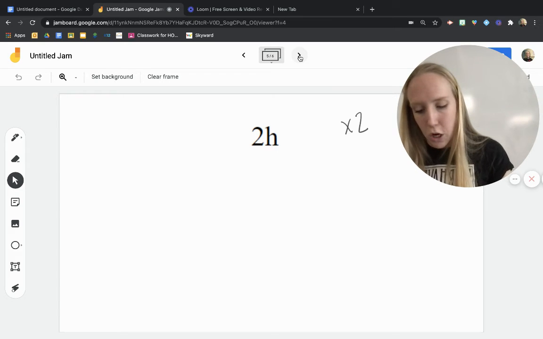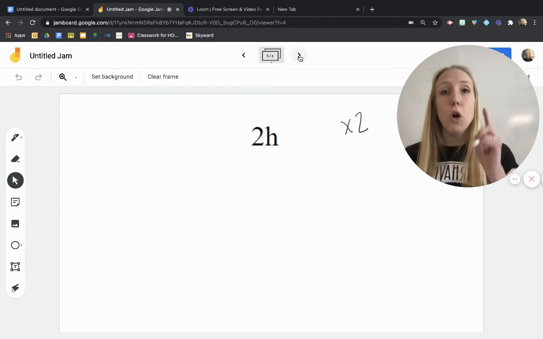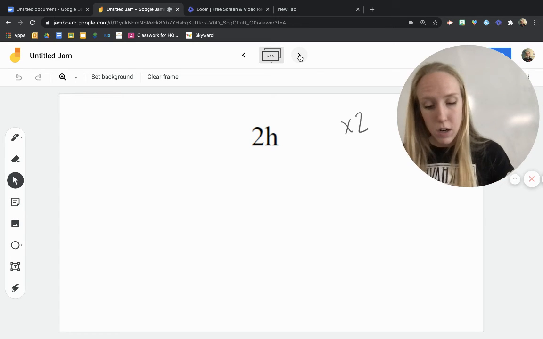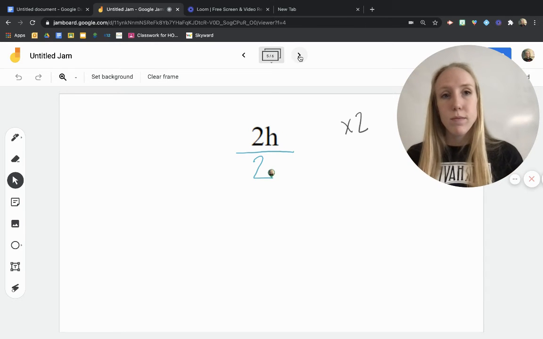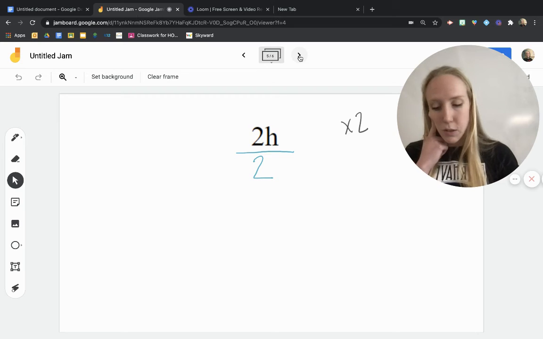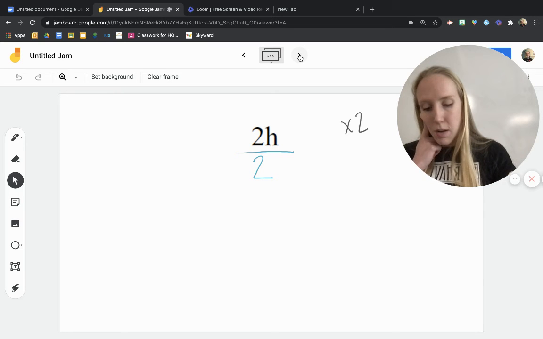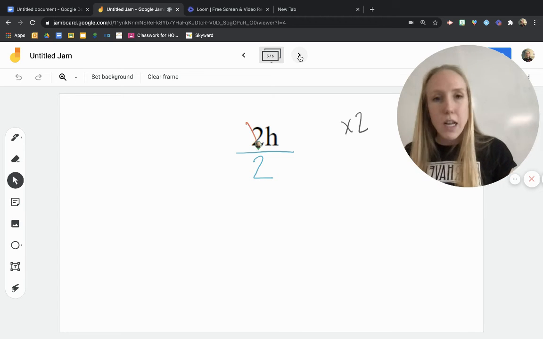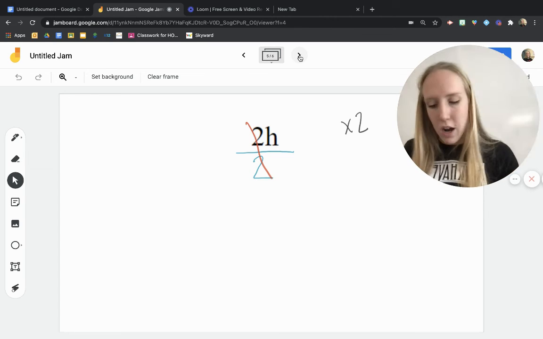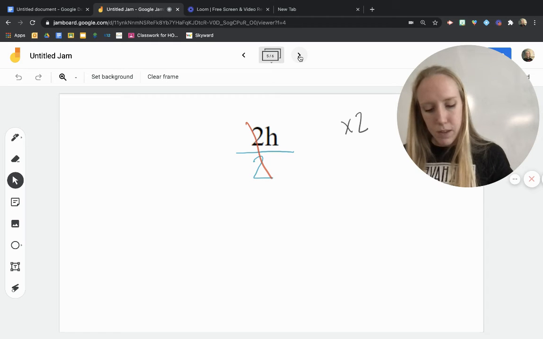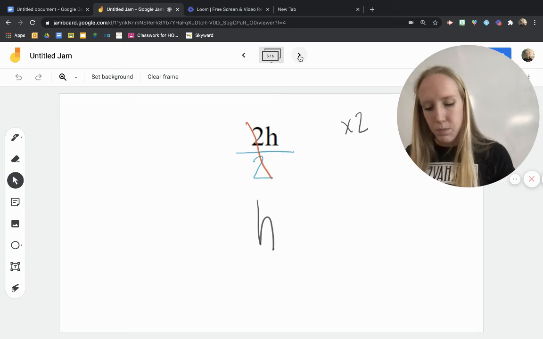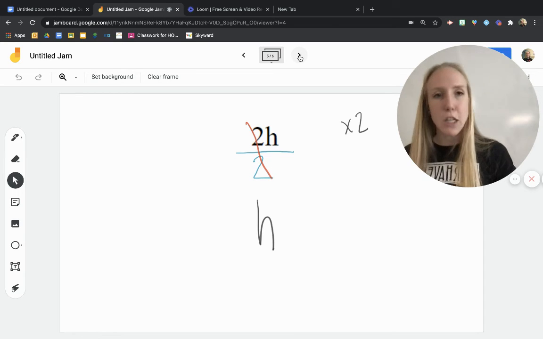Remember, we have to be careful with how we show dividing by 2. We show division in algebra with a fraction bar. So I'm going to divide by 2. And let's see what this leaves us with. The times 2 and divided by 2 undo each other. And all we are left with, yay, is the h. So we isolated the variable. We are left with just the h by itself.